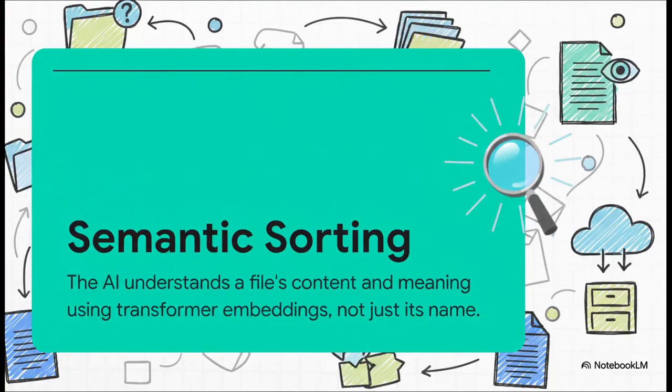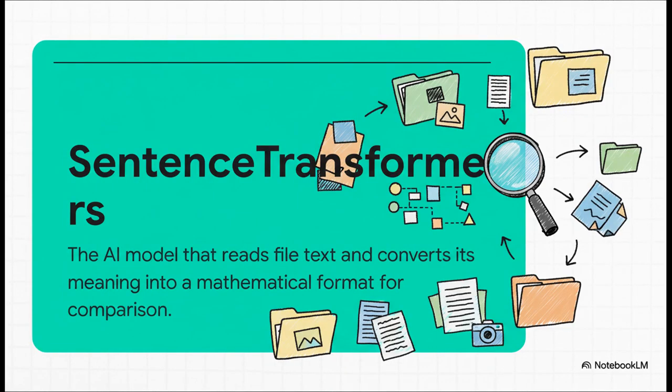So the main idea is something called semantic sorting. And semantic is just a fancy word for related to meaning. The AI uses a technique called transformer embeddings. You can think of it like this. It reads a sentence, and then it turns the meaning of that sentence into a specific point on a giant map. Things with similar meanings get placed really close together on that map, which is how the computer starts to understand context. The actual brain of this whole operation is a specific AI model called sentence transformers.